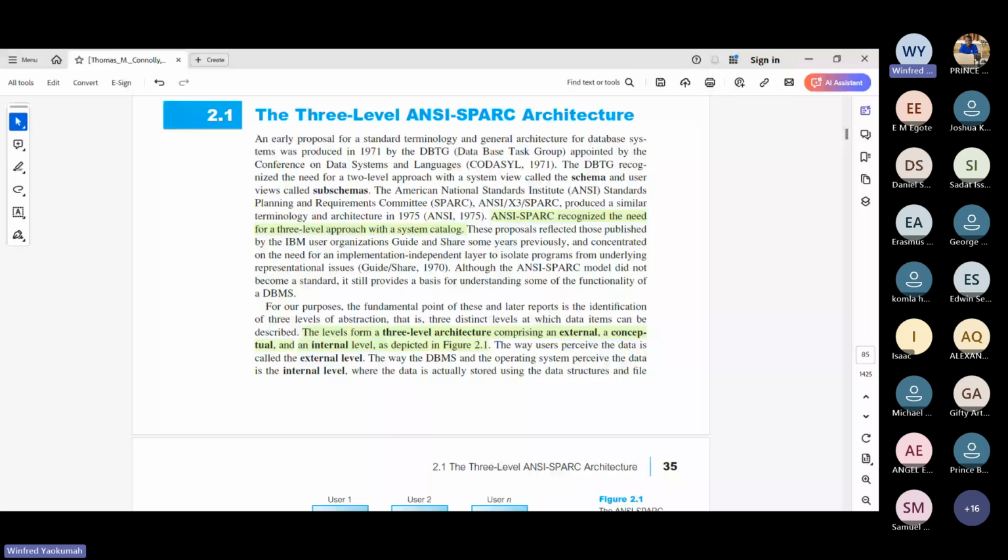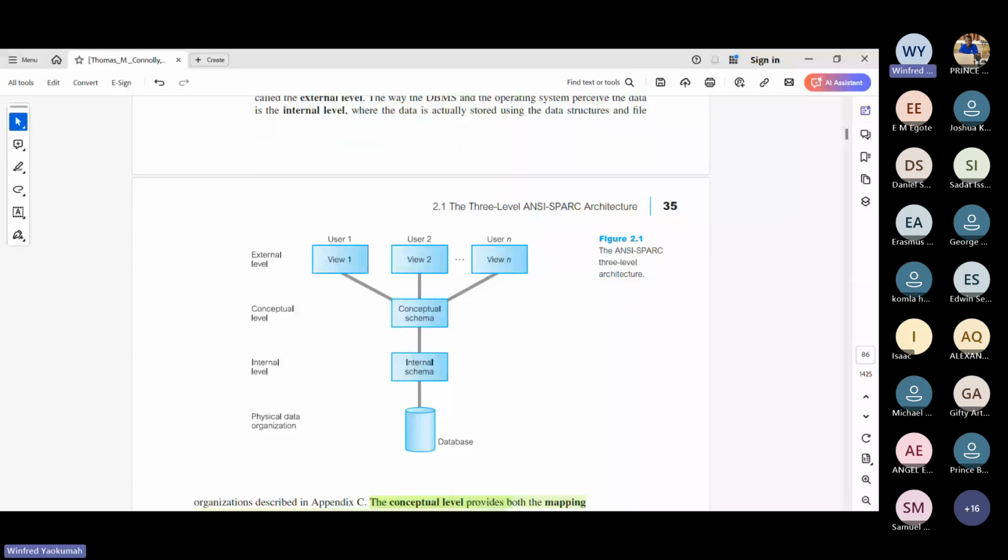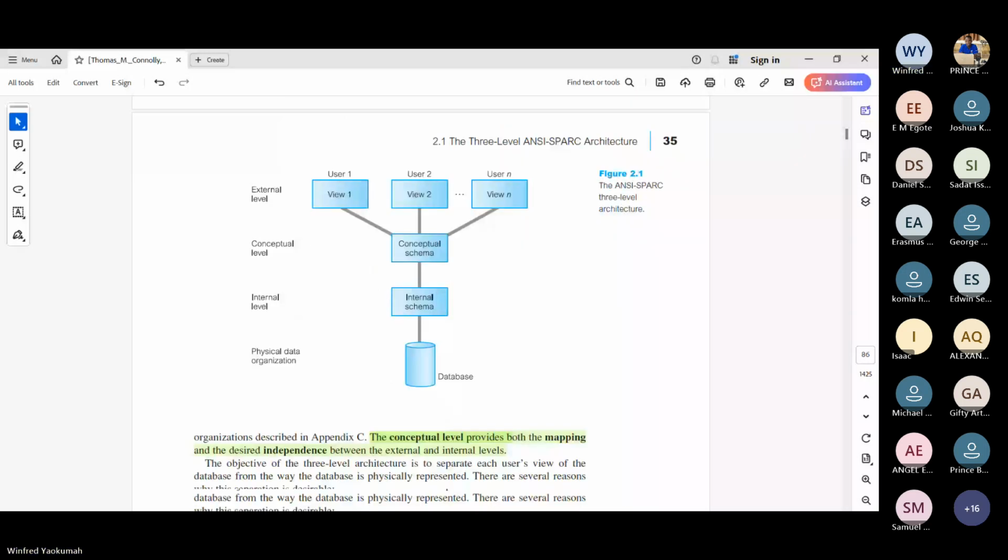So you can see the way it looks. When you look at this, the highest level is the external level. We have the conceptual level, and the internal level, which is how the data is physically organized on disk at the lower level. Okay, so we will take a quick look at what is contained in each of these levels.